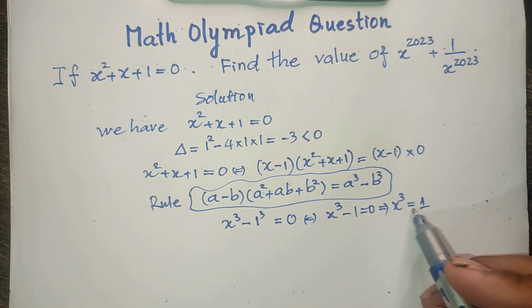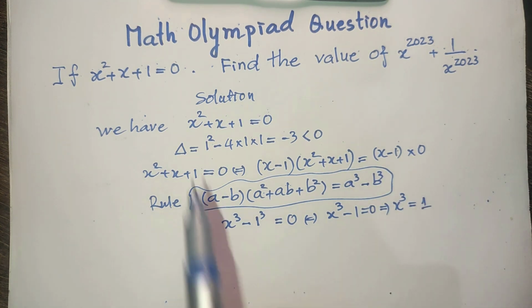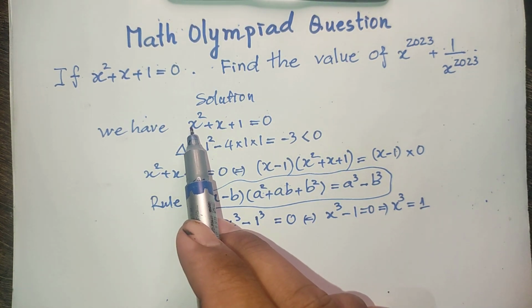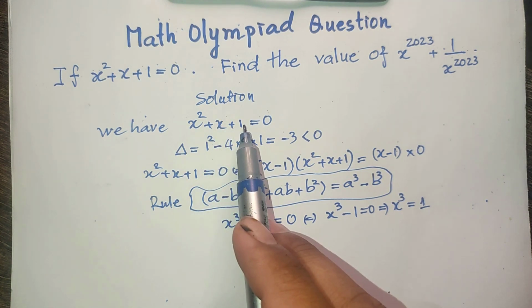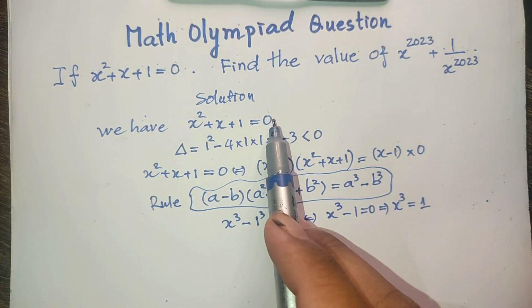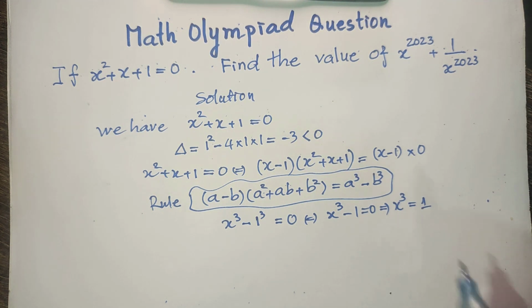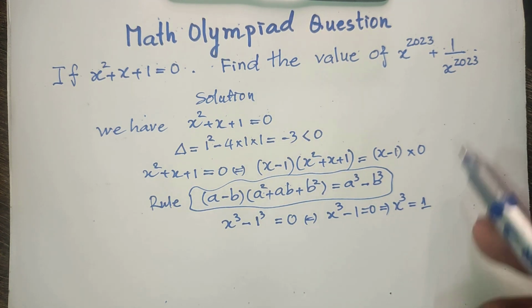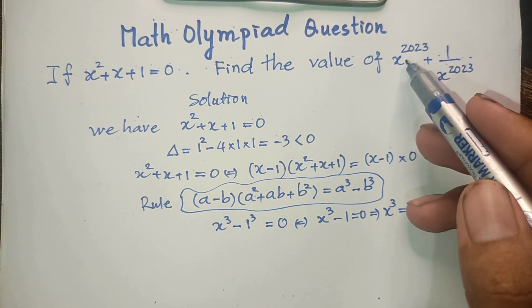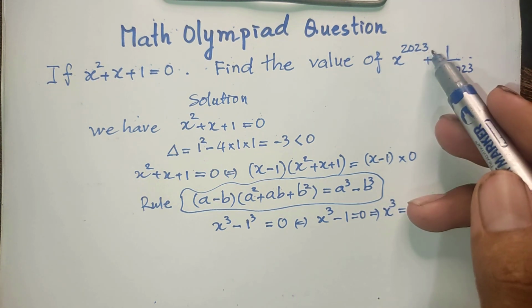But we don't need to find the value of x, because if we take x equal to 1, we get 1 squared, which is 1, plus 1 plus 1, which is not equal to 0. It doesn't verify, so we don't find the value of x. But now we get the value of x power 3 equal to 1. So now x power 2023.